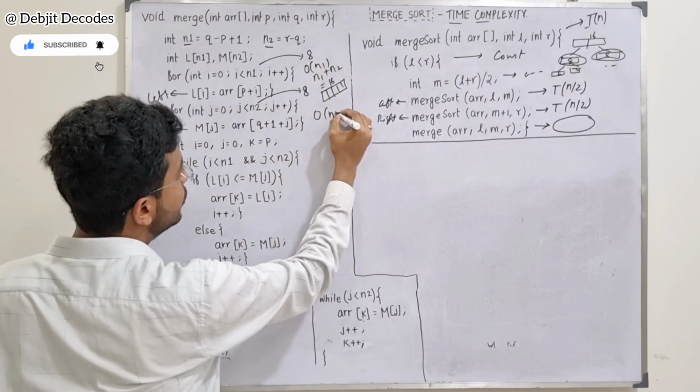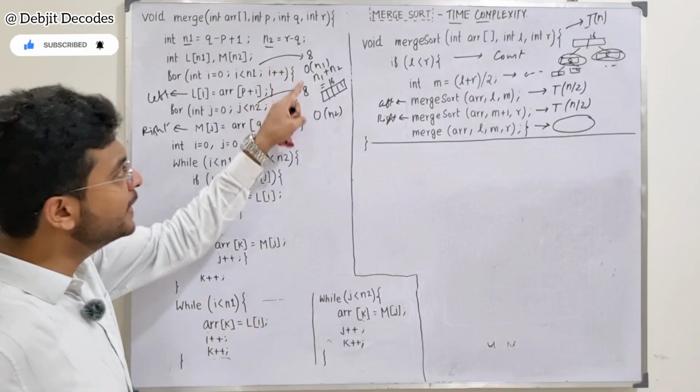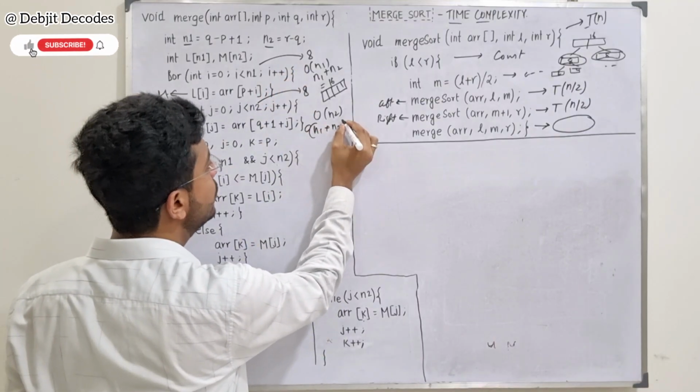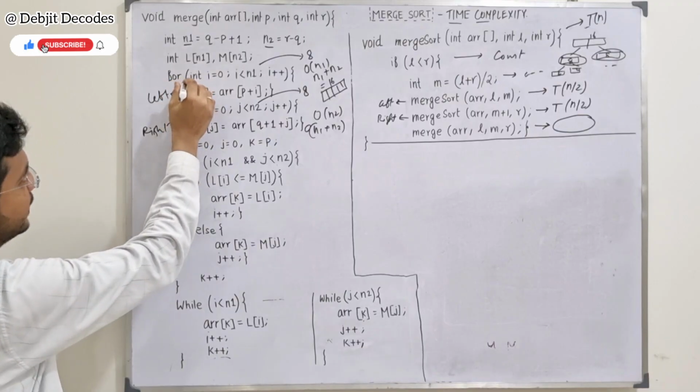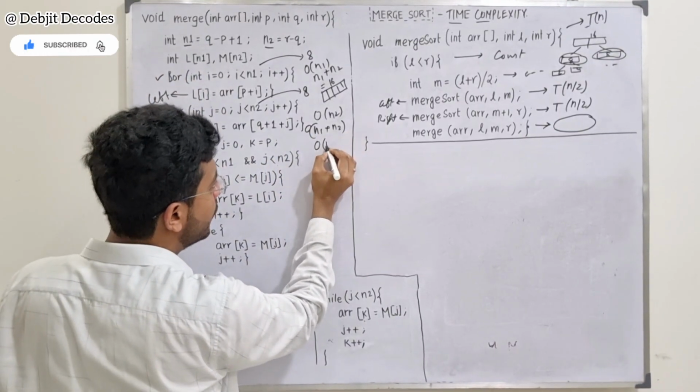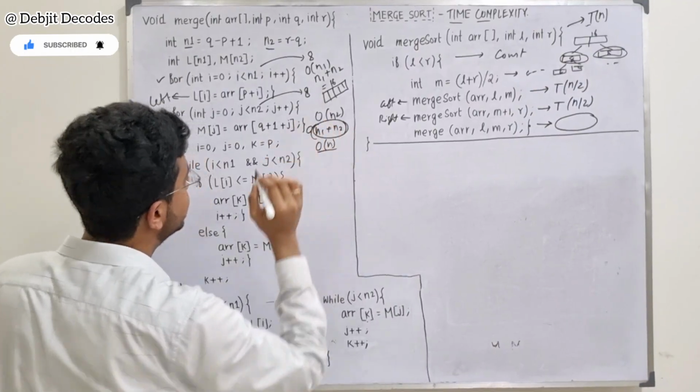This for loop will take order of n1 and this for loop will take order of n2. If you sum these, it is order of n1 plus n2, because these are separate for loops. This is not nested. This is one for loop, and this is outside this for loop. So it is order of n1 plus n2, which is order of n total, because n1 plus n2 is nothing but n.